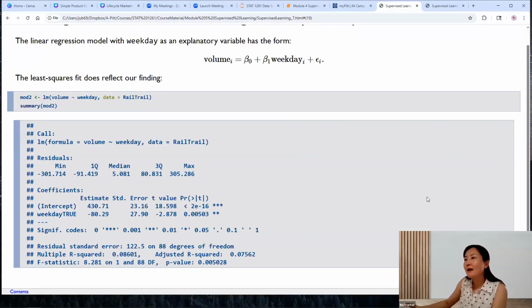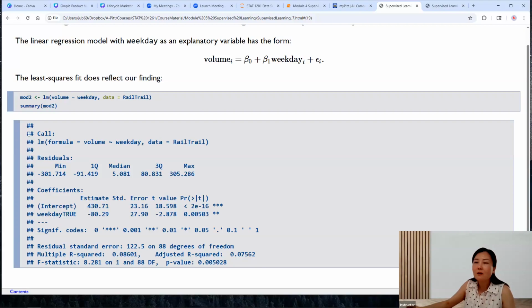Okay. All right, now let's fit a simple linear regression model with only one categorical variable, right? Weekday. And then the model looks exactly the same, right? Y tilde X. I specify the data set. I call it mod2. And then call the summary function to show the comprehensive fitting result. Let's focus on the coefficient table. Intercept and slope. Notice that the variable was originally called weekday, but in the regression model it's called weekdayTRUE.